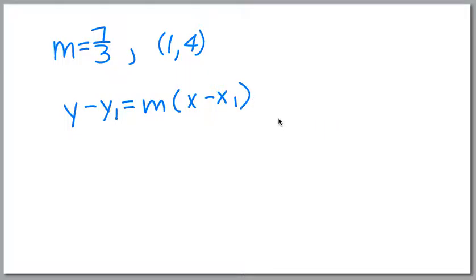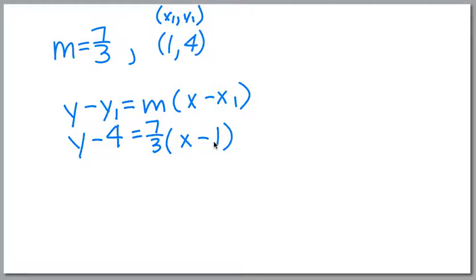And we plug away. So just as a reminder, this is x1, this is y1. We have y minus y1, which is 4. No need to worry about the double negatives. Slope is 7/3. And we have x minus x1, which is just 1. Again, we want to distribute over here on the right-hand side first. It's my preference, and then we'll worry about the 4 over here later.